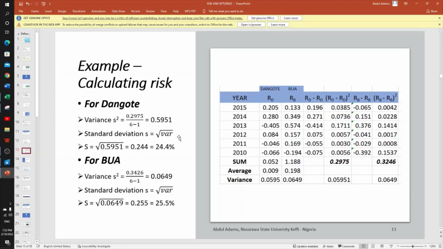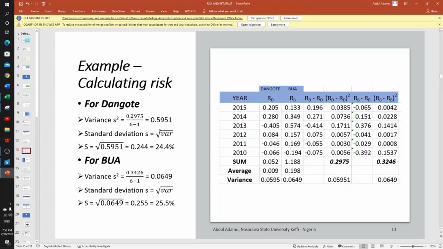To get our standard deviation, all we do is take the square root of the variance, and we have 0.244 or 24.4%. You can see clearly we did not express the variance in percent, but we express the standard deviation in percent, because the values for variance are squared, so you cannot impose any unit of measurement on it. So the standard deviation for Dangote is 24.4%. That of BOA is 25.5%.